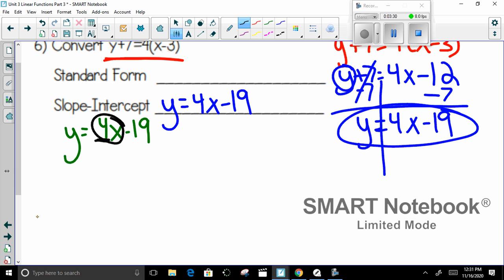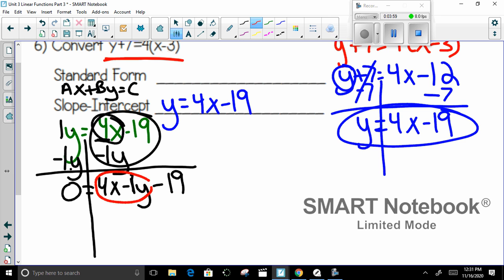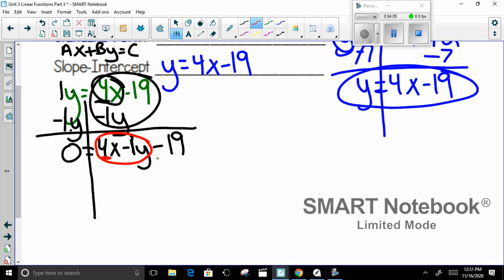I somehow want to bring this 1y over to the 4x because remember, standard form is when x and y are together on one side. So if I want to bring the 1y over, it's a positive 1y, so subtract it. Well, if I do that, anything minus itself is 0. I can't leave the left side blank. And then none of these are like terms, so just rewrite it. All right, my goal is to have x and y together. The coefficient in front of x should be positive, and it is, but I don't want this minus 19 with it, so bring that to the other side.